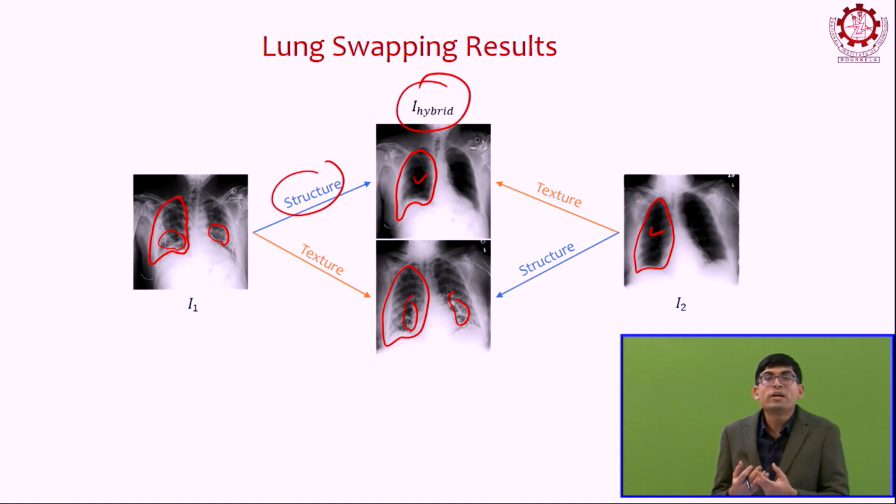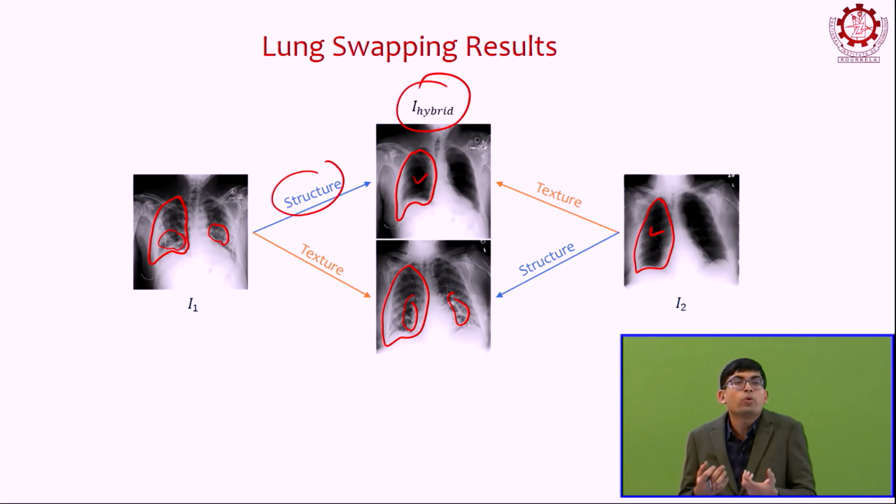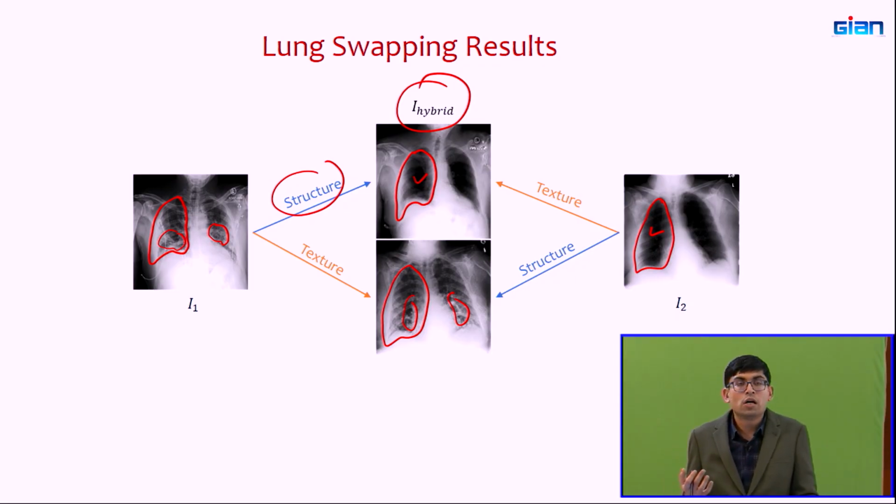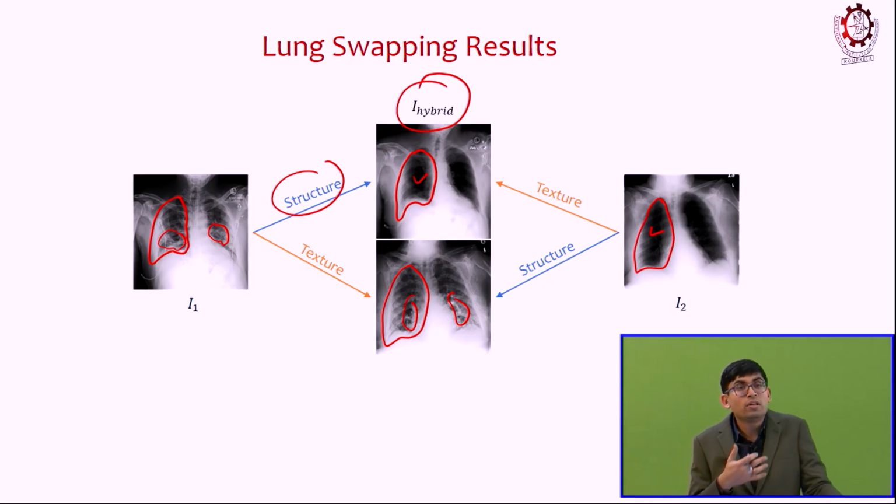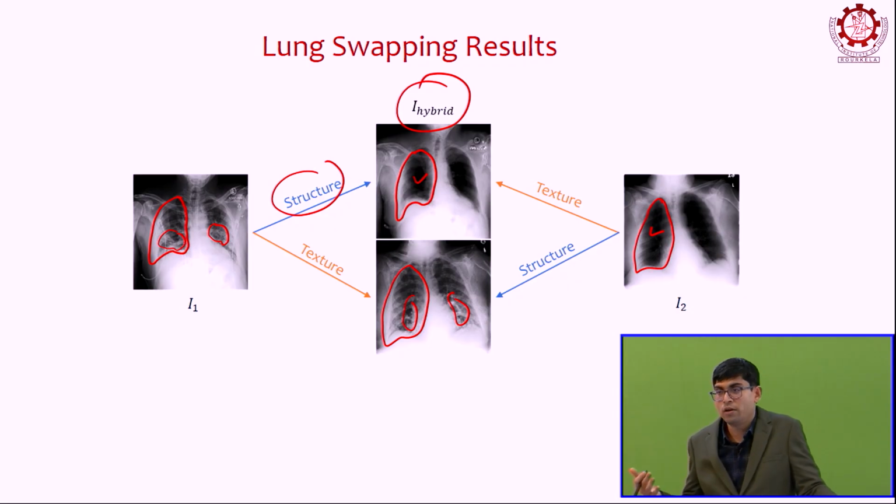Now, why do we create these hybrid images? Because we want to increase our data set, right. We want to artificially augment our data set, because a lot of times you do not have enough samples to train your model. If you can artificially synthesize these images and use these synthetic images for training your model, the hope is that the model will get better.